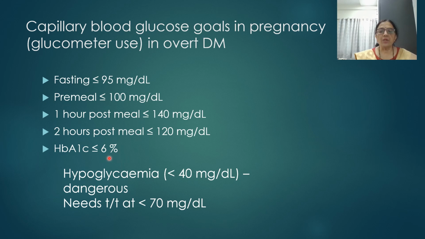Now, if the woman at the start of the pregnancy has severe, uncontrolled diabetes, sometimes if we go for an HbA1c less than or equal to 6%, the chances of her having episodes of hypoglycemia increase. So in such women, we can keep a value of 7% as the goal. Serious hypoglycemia is when the sugar is less than 40 milligram per dl. We need to start the treatment whenever the sugar is less than 70 milligram per dl to avoid serious complications such as coma or convulsions with severe hypoglycemia.